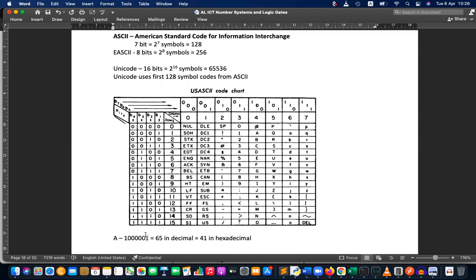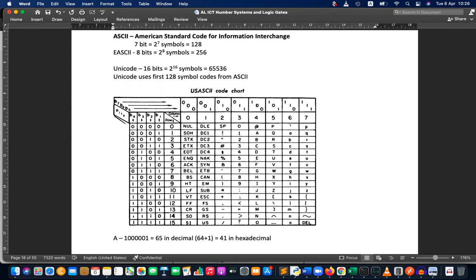Decimal means our usual format. So that is 1 plus 2, no, 4, no, 8, 16, 32, 64. 64 plus 1, when you add, is 65. You have to calculate that, right? Decimal to any number, you have to calculate. But between octal, hexadecimal, and binary, there are no calculations. If decimal is there, you need to calculate. So how this is calculated: 64 plus 1. That is the calculation. 41 you can easily write, no need to calculate.